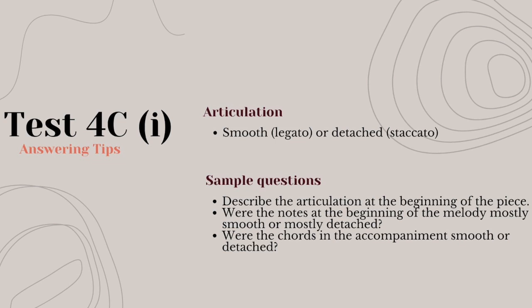Articulation refers to smooth, legato, or detached, staccato. The sample questions would be, describe the articulation at the beginning of the piece. Were the notes at the beginning of the melody mostly smooth or mostly detached? Were the chords in the accompaniment smooth or detached?